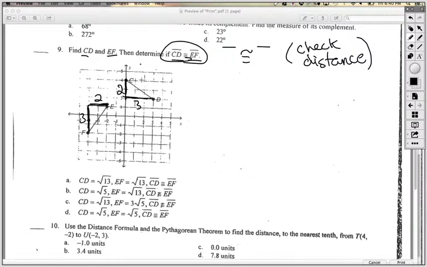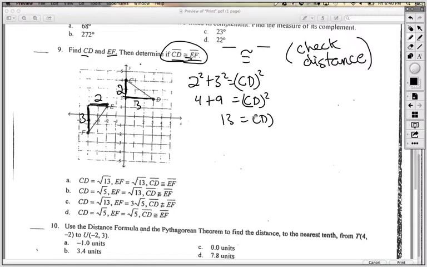Well, to find the diagonal side here, I would do the Pythagorean theorem, which is 2 squared plus 3 squared equals, let's call it CD squared. Well, that's 4 + 9 = CD squared, or 13 = CD squared. So if I square root both sides, I get square root of 13 equals CD. All right, so that kind of checks out. And that's actually true for A and C. So I'm going to go ahead and cross out B and D.